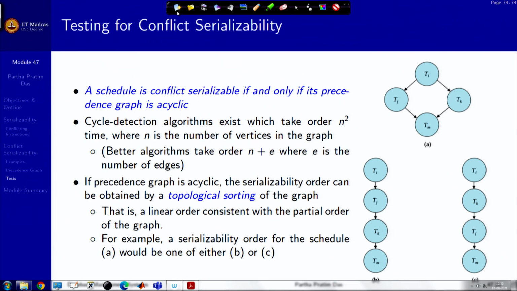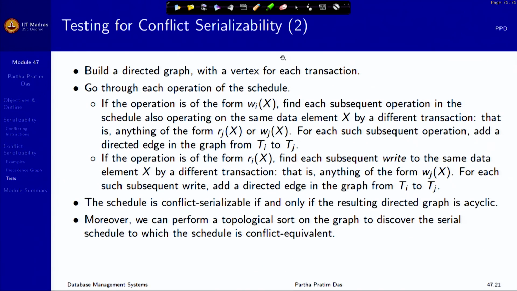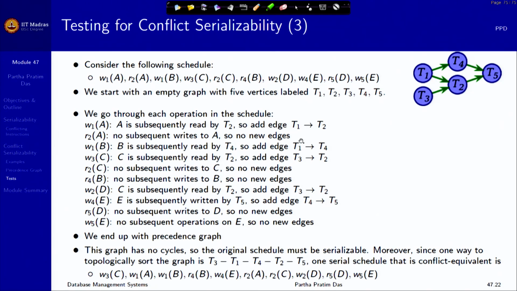If you are not clear about topological sorting, how it is done, I would advise you to read up the algorithms book. It is a very standard breadth first technique, and if there are n transactions, it can be done in order n squared time. There is a better algorithm which does n plus e also, but even n squared is fine, because usually the conflict graphs are not very large. So, this is the process by which you do that. You read this, understand, but I will just walk you through an example for better understanding.